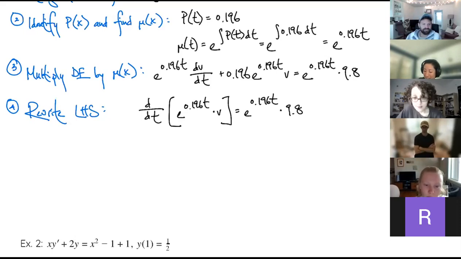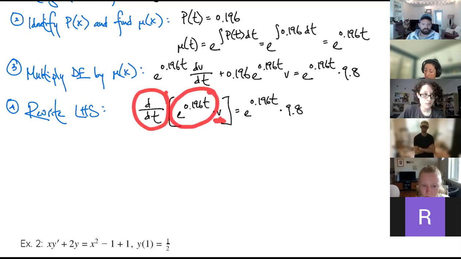All right, so the next step is ideally, we want to solve for V, right? That's going to give us our solution. So how do we do that? We have to get rid of this d/dt, and then we have to get rid of this mu.